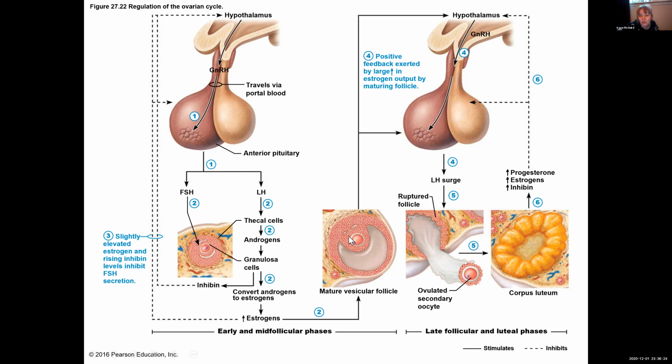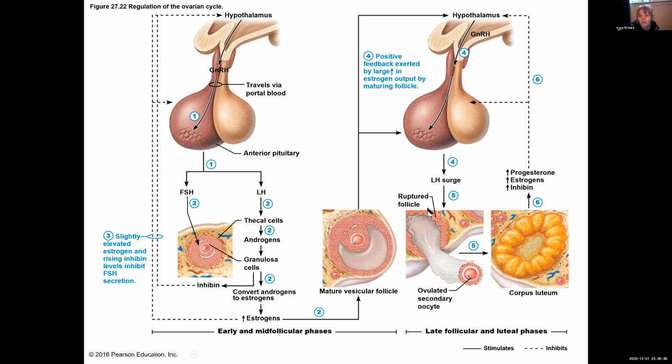Now, after this follicle grows and becomes large again, with lots of granulosa cells, estrogen level goes up one more time, right? And it causes a surge of LH. And the surge of LH causes ovulation.